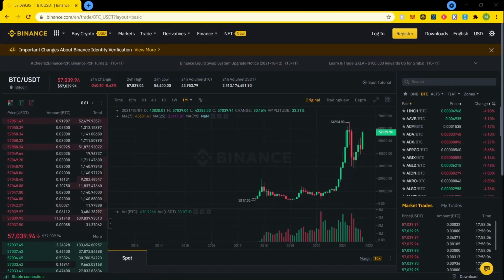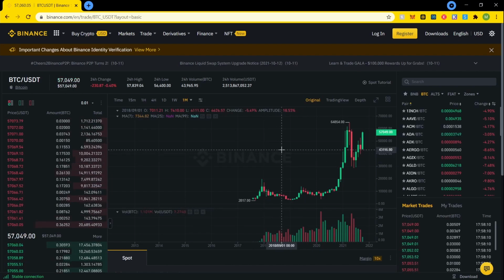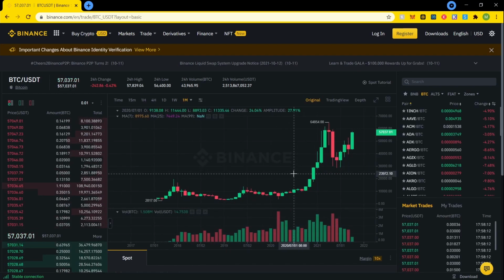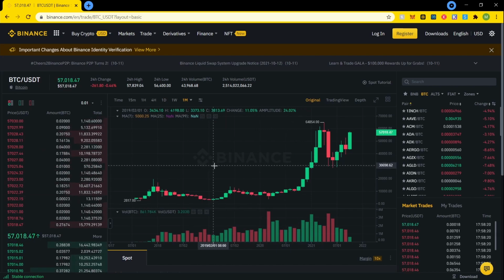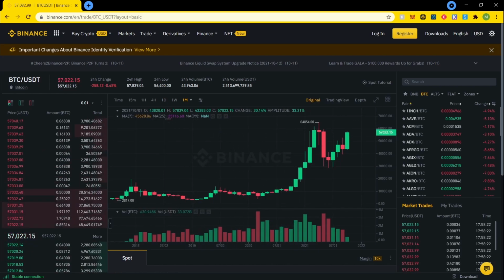So let's waste no time and let me explain to you how we can use a graph to make our analysis, alright? So this is a common graph you will see in every exchange. Right now I'm on Binance. And how you use it is basically depending on what you would like to see from the graph, right?